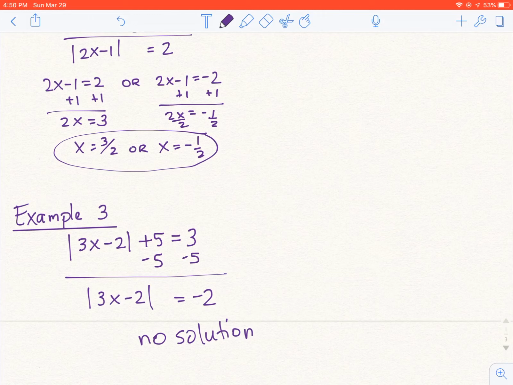So again, the inside is equal to the positive number or the inside is equal to the negative number. And we don't usually have to worry about checking because usually these are straightforward and pretty simple. No variables on both sides, so we don't really have to worry about any of that.